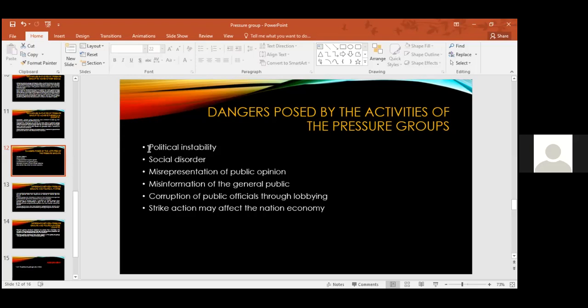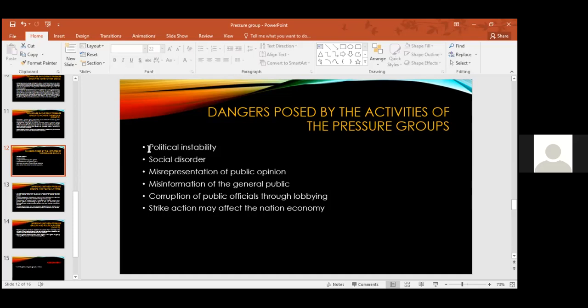And then the last part is strike action may affect the nation's economy. An obvious example of strike action is the ASUU strike. ASUU has been on strike for roughly 2 months now, and the universities have been closed. People that work, for example, people that sell things in the universities, now they can't make any income because the universities are closed. Hostels, people that rent out hostels, they can't make any income because universities have been closed. So strike action tends to affect the nation's economy.